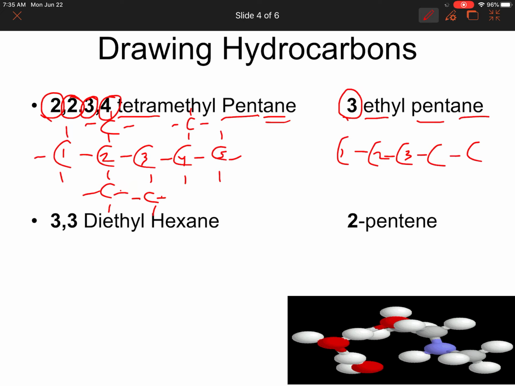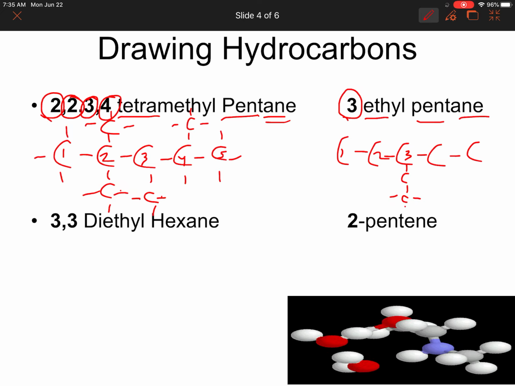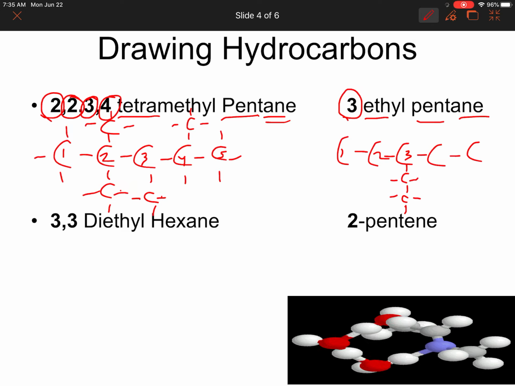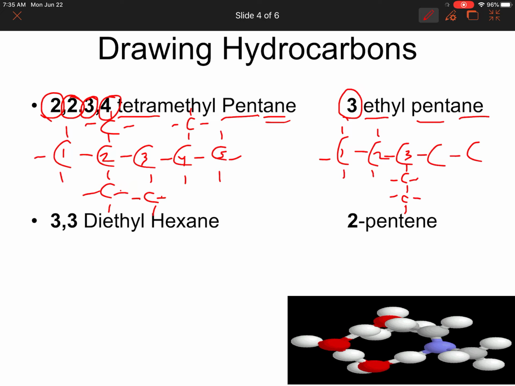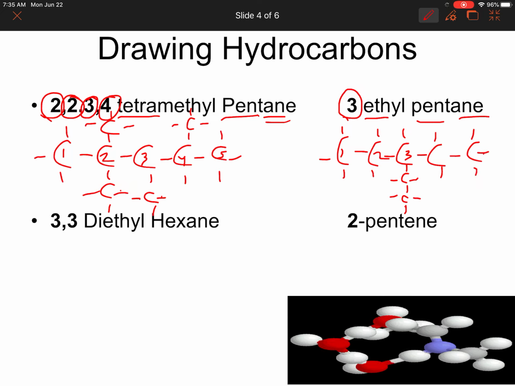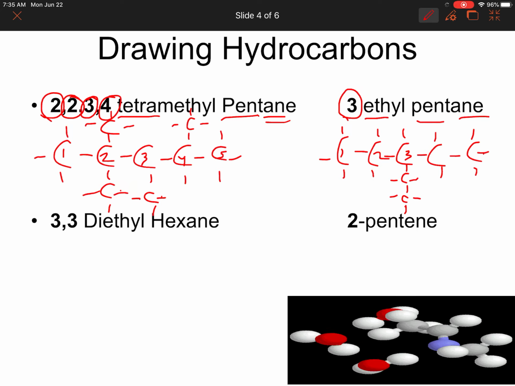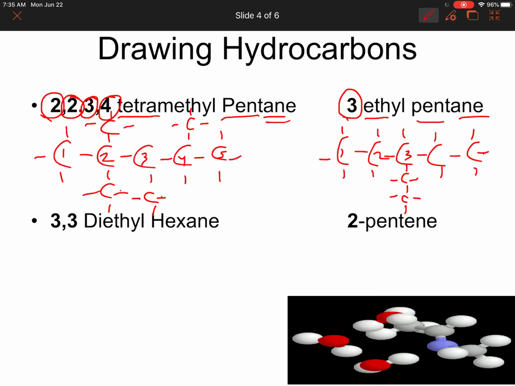Now I go 2 up or 2 down. All right, let's go 2 down. It's fine, doesn't matter. Make sure the sticks that represent hydrogens are hanging off. There's too many hydrogens to draw. 3-ethylpentane. All right, hit pause and try 3,3-diethylhexane.